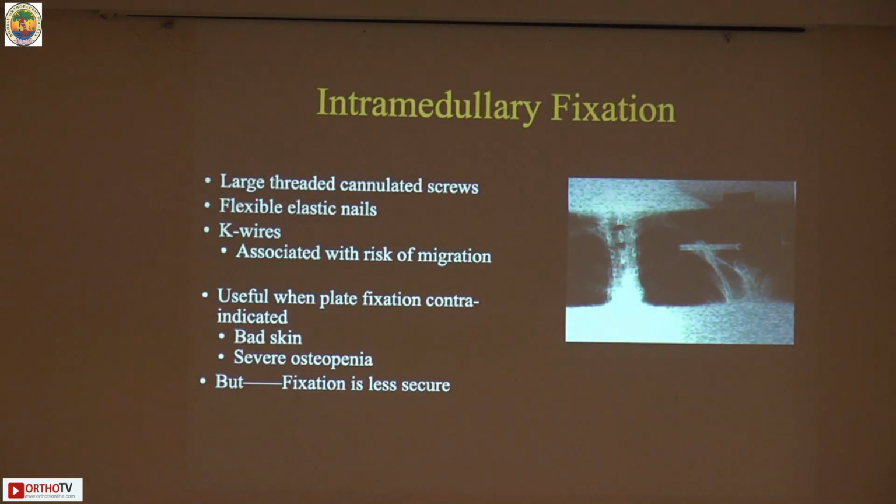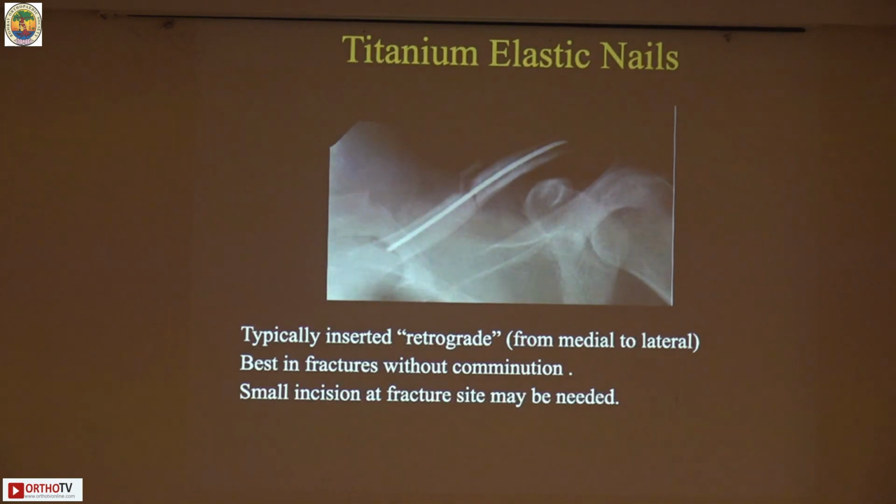Now we have medullary fixation. Large threaded cannulated screws are available, flexible elastic nails, or maybe K-wire, which are associated with risk of migration. Normally, intramedullary fixation is useful when plate fixation is contraindicated in the form of bad skin or severe osteopenia, but fixation is less secure. We have elastic nails, titanium elastic nails, typically inserted retrograde, meaning from medial to lateral. They are best in fractures without comminution. A small incision at the fracture site may be needed for open reduction.